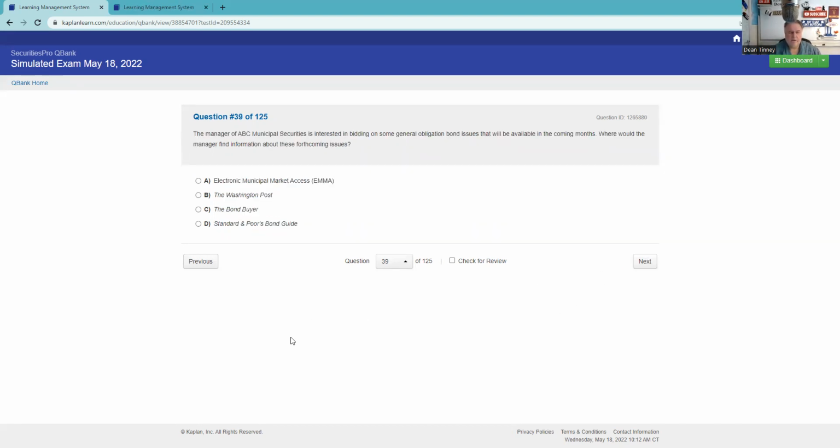The manager of ABC Municipal Securities is interested in bidding on some general obligation bonds. So this is a competitive underwriting that will be available in the coming months. Where would the manager find information about these forthcoming issues? As the Daily Racing Form is to people who bet on ponies, so is The Bond Buyer to people in the municipal bond market. The Bond Buyer is a newspaper widely read in the municipal market, and in there we would have what's called the notice of sale. The notice of sale is, attention investment bankers, we're looking for some help in underwriting our bonds.